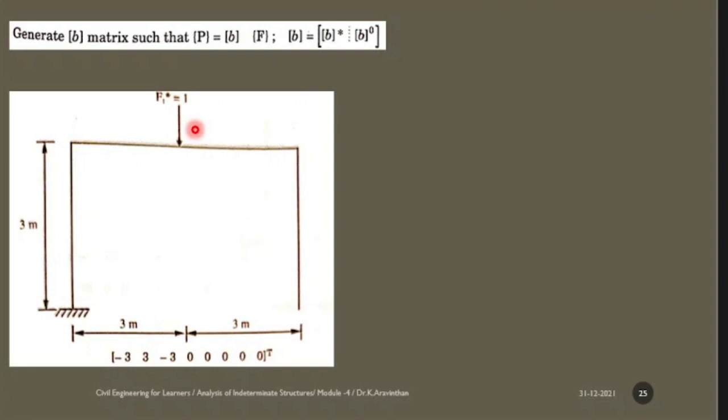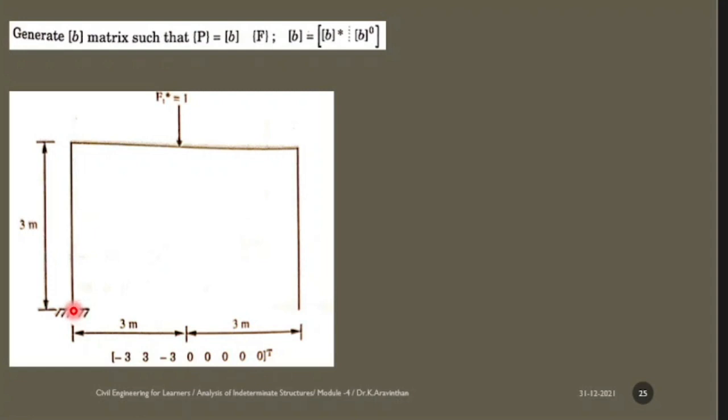Step is generate B matrix. Why you need B matrix is P is the force and B into F is the formula. We will be taking F star 1. So let us take this as first value and let us find the transformation matrix. Now apply the force 1. So this is F1, so we are applying the force 1 here. Now you have to take moment. Take moment at this joint A.